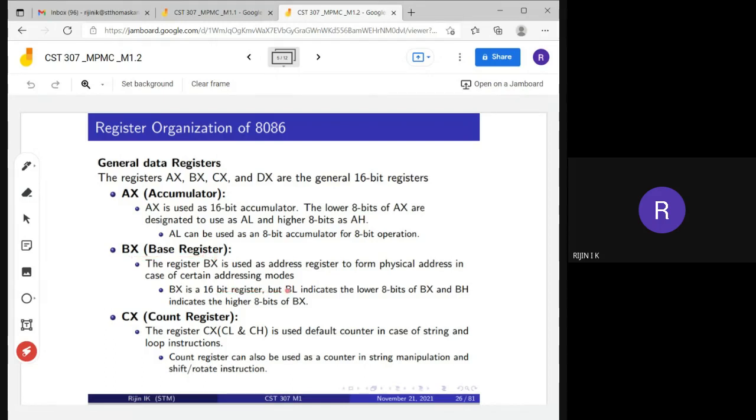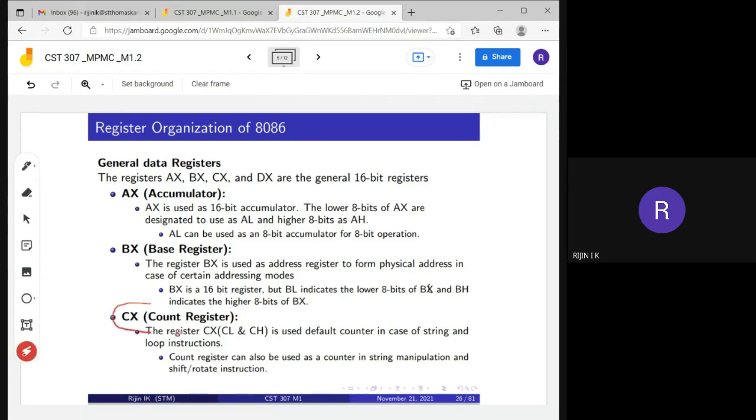We will divide that into two 8-bit registers. The lower 8-bit register we will call BL, and the higher 8-bit register is called the BH register.